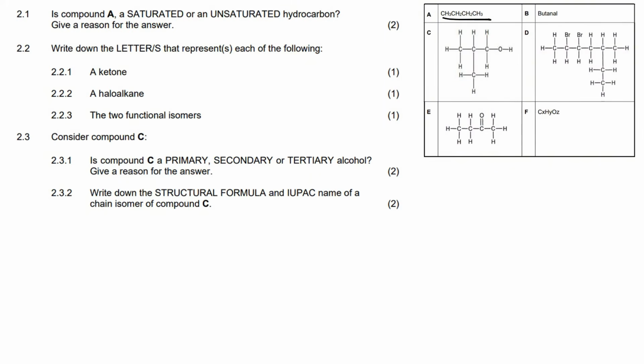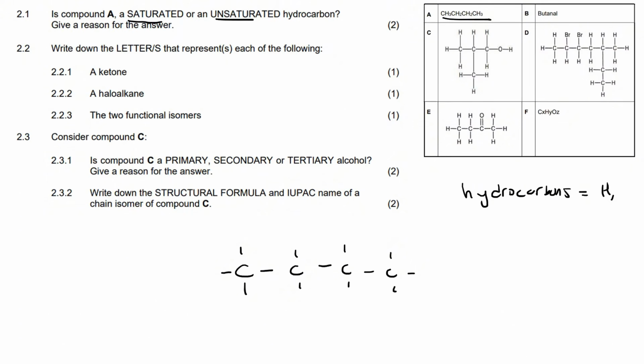Okay, I can see that it's an alkane, but if you couldn't, it's got a CH3, and then a CH2, and then another CH2, and then another CH3. So what we can see is that it only has single bonds. The only time we ever look at saturated or unsaturated is when we are looking at hydrocarbons. And hydrocarbons are molecules that only have hydrogen and carbon.